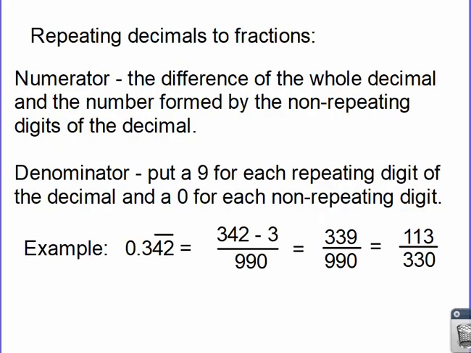So all we have to do, for the numerator, is find the difference between the whole thing and the number formed by the non-repeating part. And for the denominator, put a 9 for each repeating digit and a 0 for each non-repeating digit.